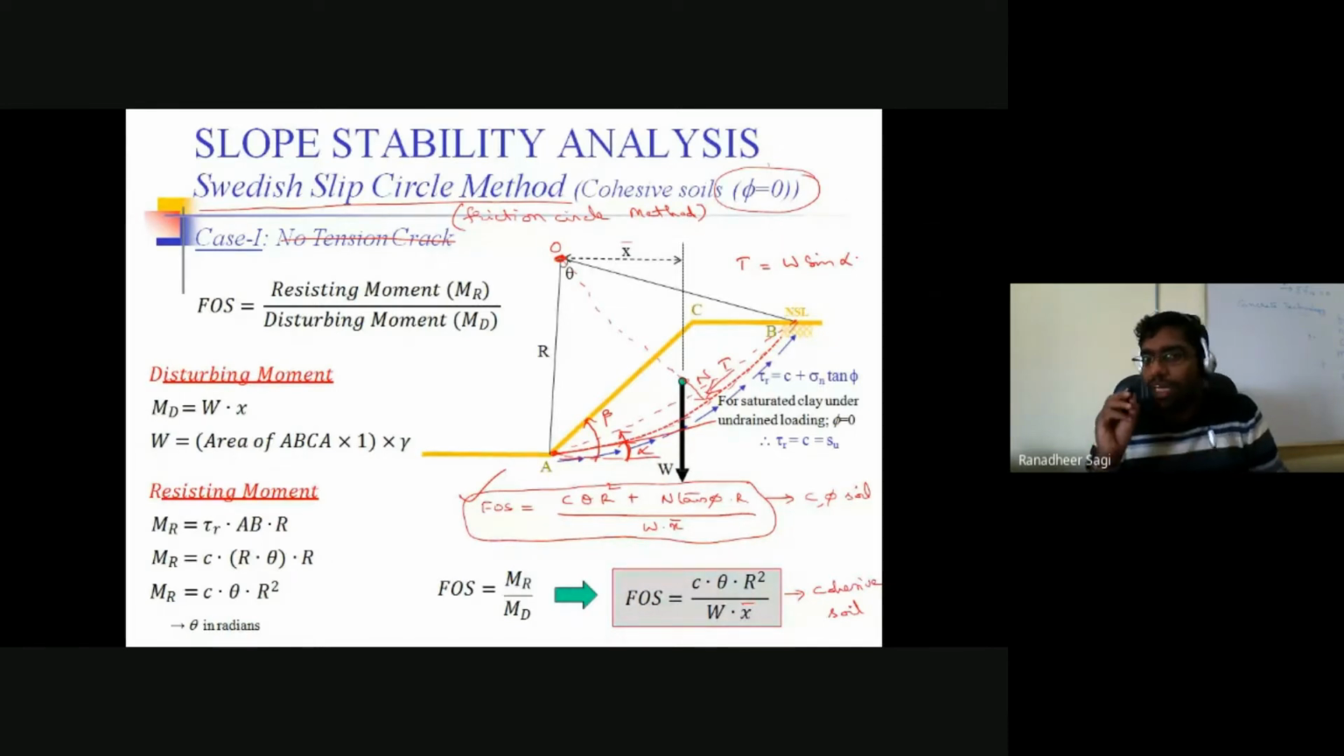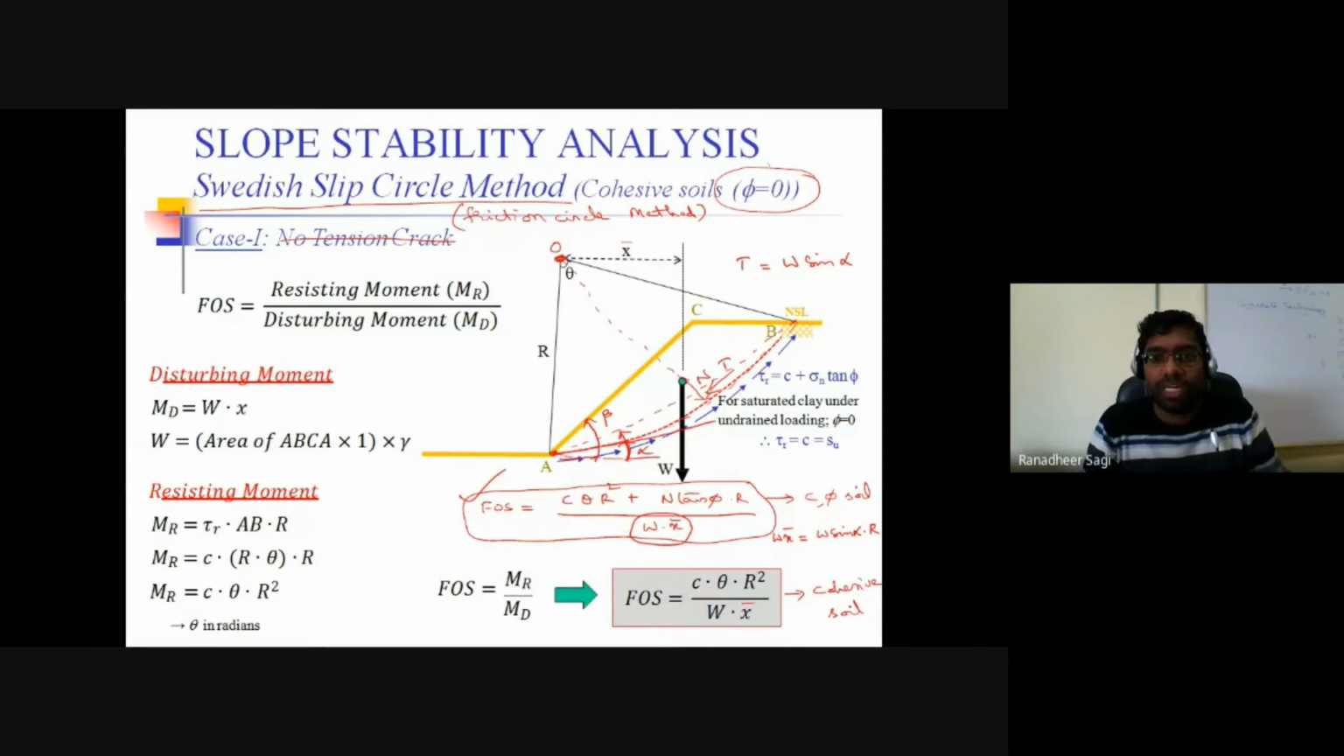If you can recall what we talked about earlier, the W sine alpha component is responsible for driving the soil mass in the downward direction. So you may not always see the denominator in the factor of safety written as W into X bar. Sometimes the expression for factor of safety is indicated with the denominator W into X bar simply represented as W sine alpha into the perpendicular distance.